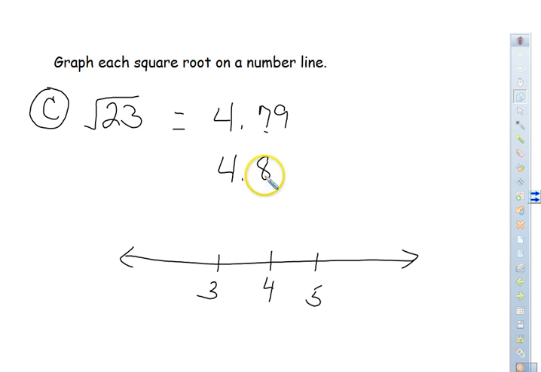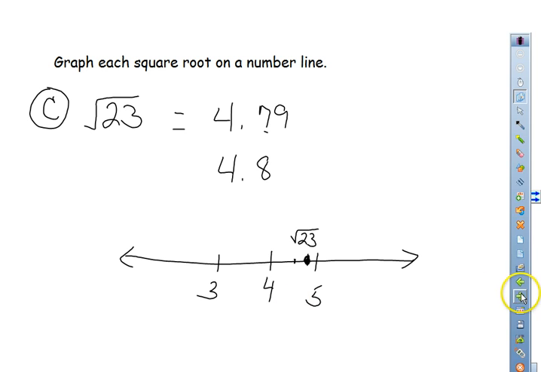Now it's a matter of placing where the 4.8 would be. The halfway point would be in the middle, that would be 4.5. Since this is a little bit larger than that, it's going to be about the 3/4 point, halfway between the half and the next whole number. So we're going to put a dot and graph that as the square root of 23. Right here is what it would match up to be.